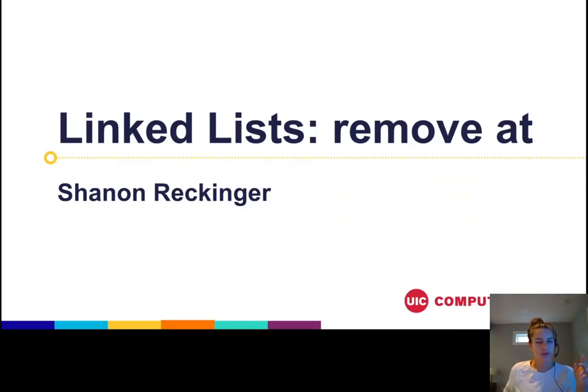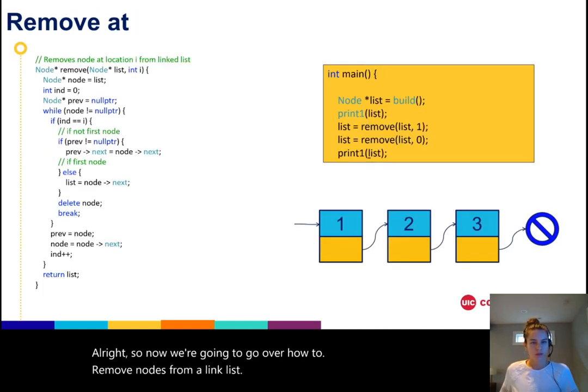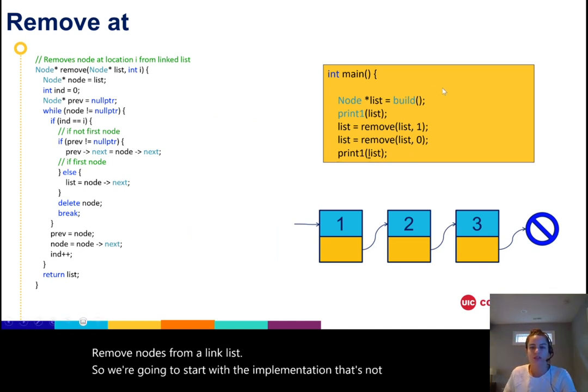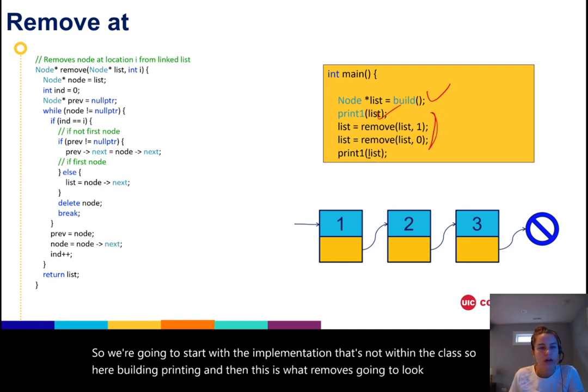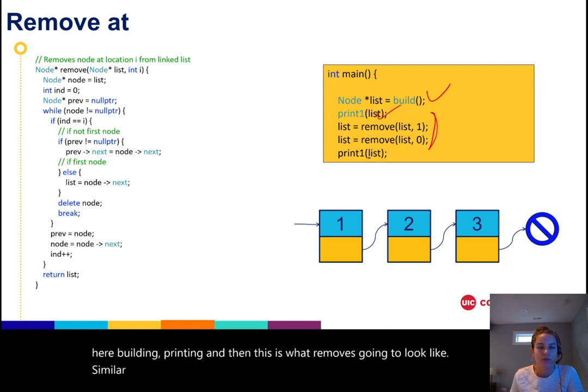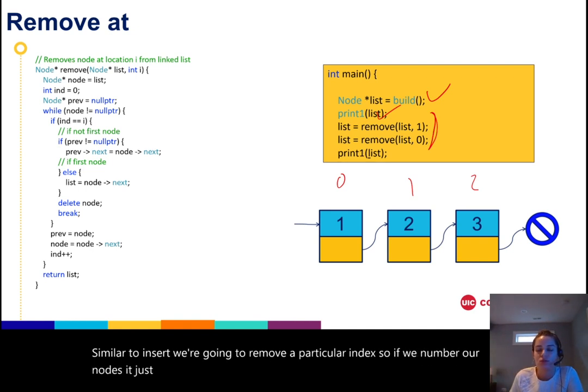Alright, so now we're going to go over how to remove nodes from a linked list. So we're going to start with the implementation that's not within the class. So here, building, printing, and then this is what remove is going to look like. Similar to insert, we're going to remove a particular index. So if we number our nodes, it just allows us to remove a particular node.